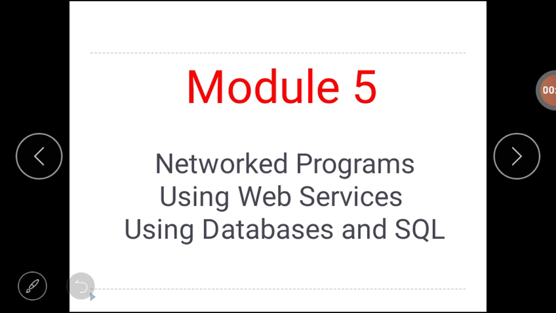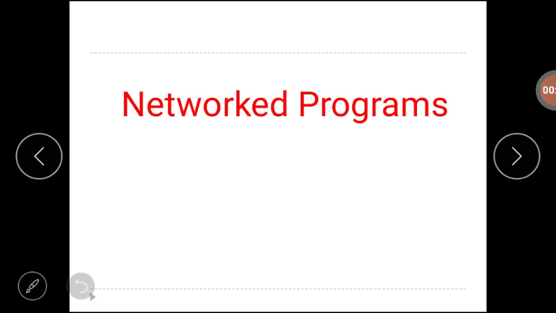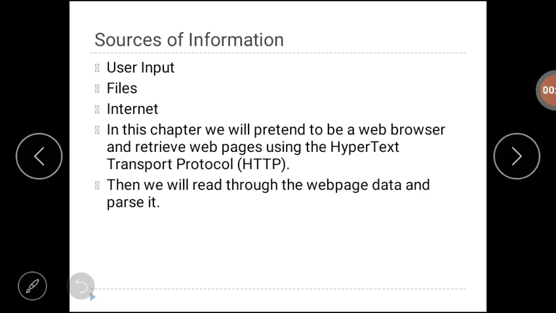Here we have 3 chapters: network programs, using web services, using databases and SQL. First, we will discuss the networked programs. In this chapter, we will discuss network protocols and Python libraries available to extract data from the web. Any program gets information or data in different ways, maybe from user input, from files, or through the internet.